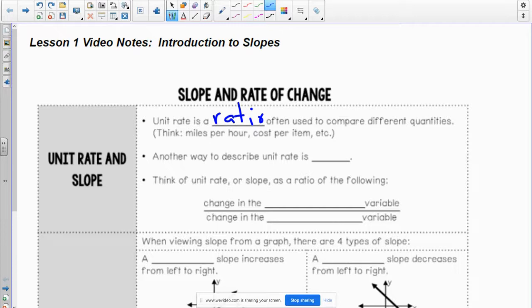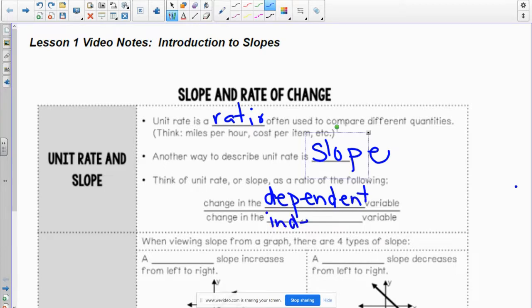Another way to describe unit rate, as I introduced, is we're going to use this word slope. Okay, so a unit rate is seen as a slope. And if you think about using a unit rate, you're going to think of it as a ratio, since a unit rate is a ratio, of the change of the dependent variable over the change in the independent variable.